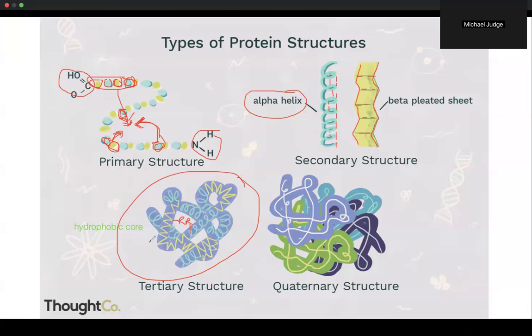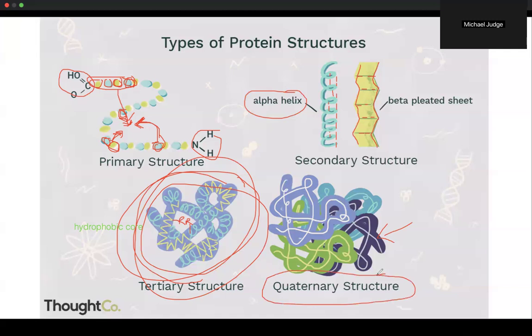Those two structures together, the sheets, the helices, and the R group interactions, which is the tertiary structure, create the overall structure of that folded up chain, that folded up primary structure. And then potentially, in some cases, that folded up structure can interact with other chains that have been folded and make what's called a quaternary structure, where multiple different polypeptide chains adopt secondary and tertiary structure and then interact with each other in what's referred to as quaternary structure.